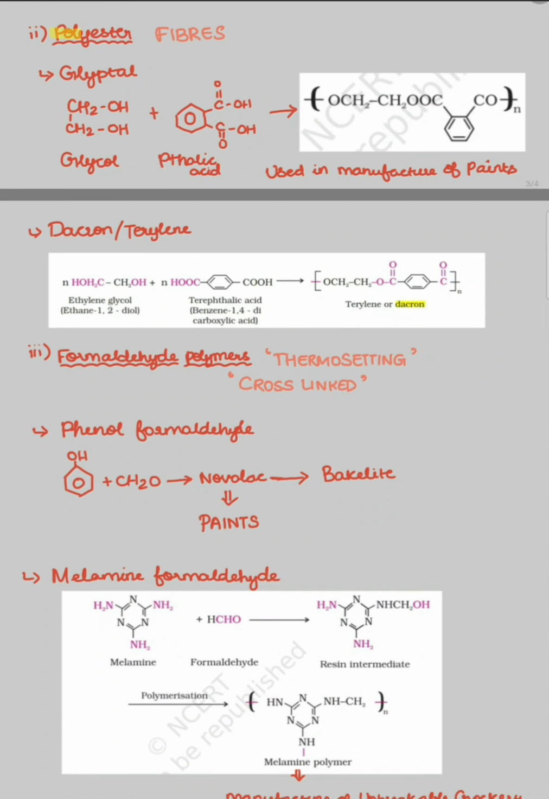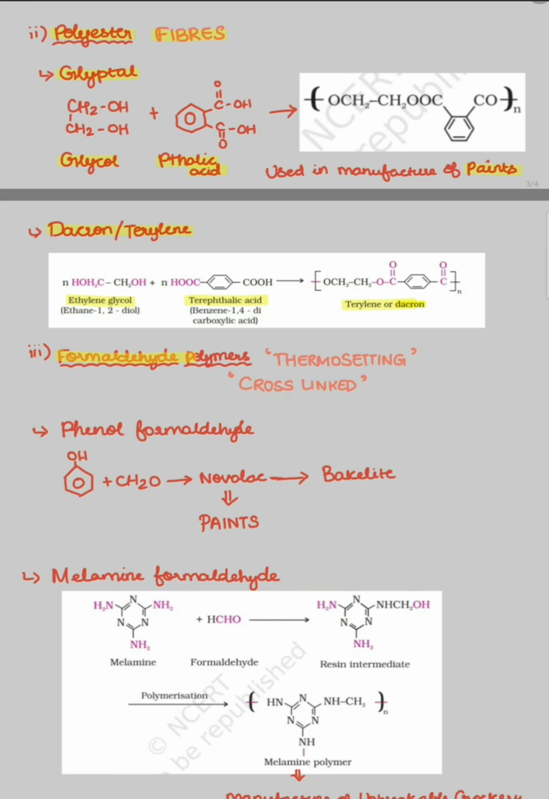The next one in condensation polymer is polyesters. These polyesters are also fibers and it includes glyptal. Glyptal is obtained from glycol plus phthalic acid, and this glyptal is used in manufacture of paints. Next is dacron or terylene. It is obtained from ethylene glycol with terephthalic acid.